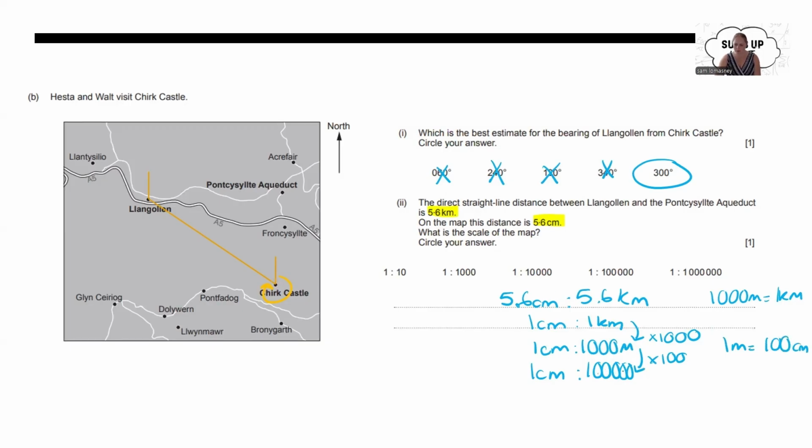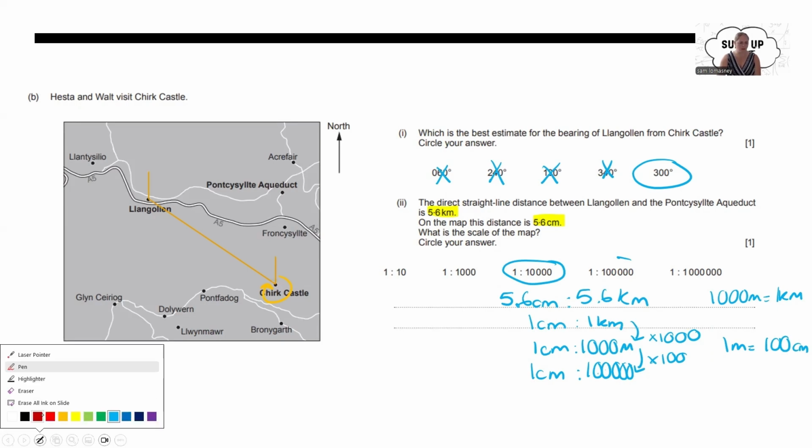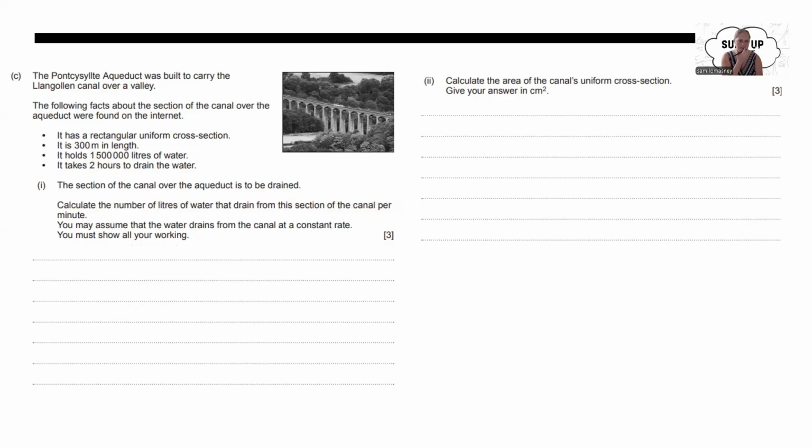So 1, 2, 3, 4, 5. 1, 2, 3, 4. Whoa, wrong one. That one's better. And that question's done. That's another 2 marks. Have a look at this question.